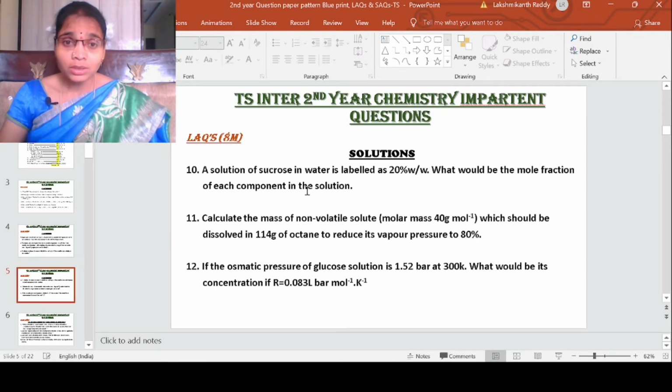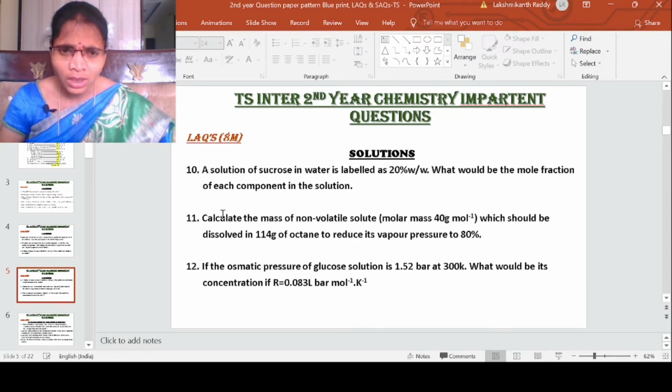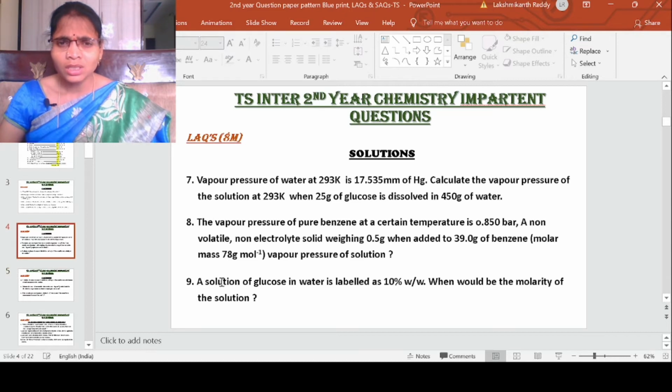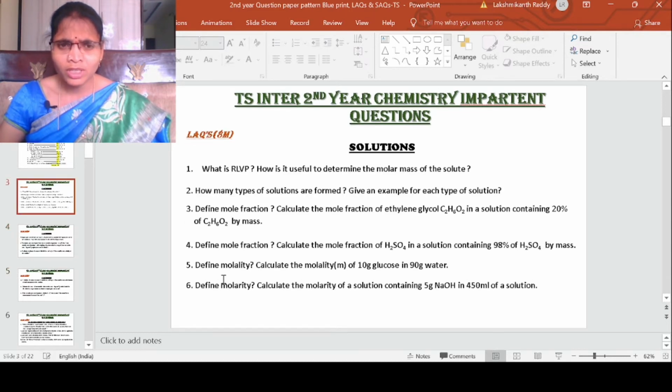This is a solution of sucrose labeled as a mole fraction. We need to calculate the mole fraction of solute. Here also is a Raoult's law problem, the 11th question. This is osmotic pressure. So these are all our 12 questions from solutions. Each question is worth 4 marks, but they will make a long answer by combining any 2 questions here. So don't ignore them. You have to learn them.